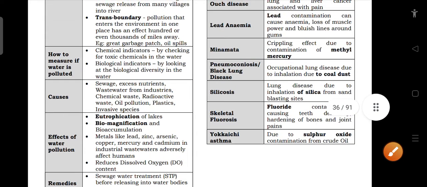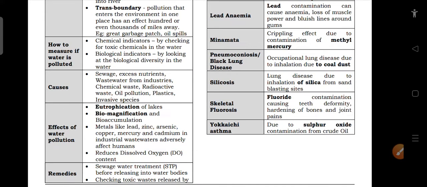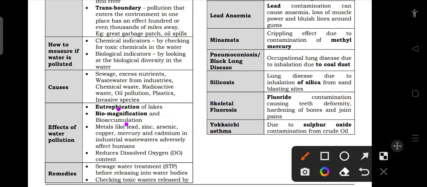And the next one is biomagnification, bioaccumulation. We discussed this concept already, right? These are the basic concepts. Magnification is increasing the pollutant from one level to another, and accumulation is from one trophic level to the next trophic level. It is getting accumulated and it will increase the pollutant level. And metals like lead, zinc, arsenic, copper, mercury, cadmium are some of the water pollutants, and they will reduce the dissolved oxygen content also.